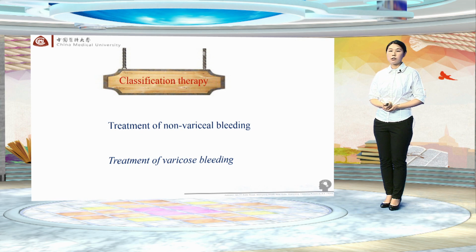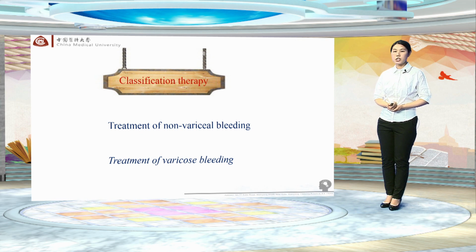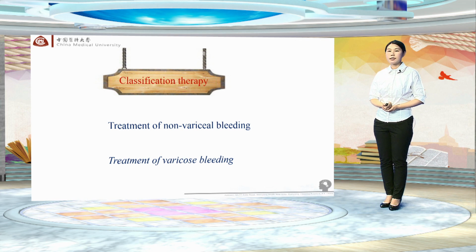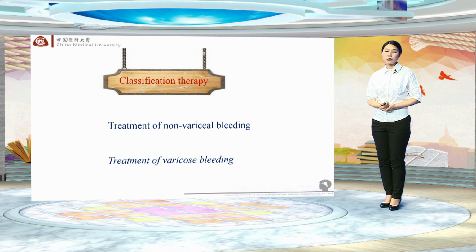Then let's take a look at the core content in treatment, which is the part of hemostatic measures. Due to the different causes, the treatment methods are slightly different and focused. So we divide treatment of UGH into two types. One is the treatment of non-varicose bleeding, and the other is the treatment of varicose bleeding. Among them, we have already studied the treatment of varicose vein bleeding in causes related to liver cirrhosis.